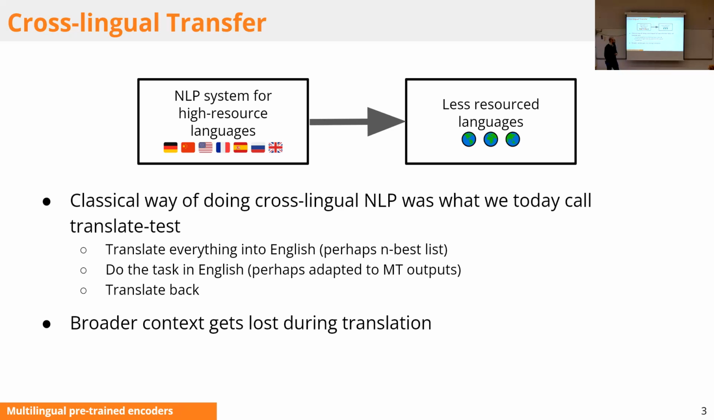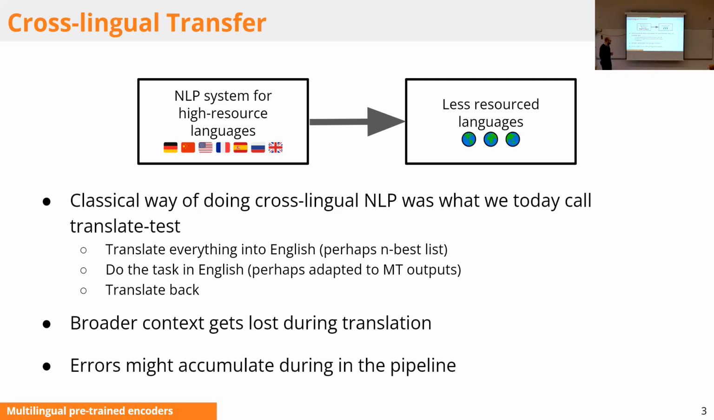low resource language. And one problem is that by doing so, we lose a broader context, because the models are trained in English, which includes the cultural context of English speakers. And the second problem is that whenever we do a pipeline like this, the errors in the individual pipeline steps just accumulate.